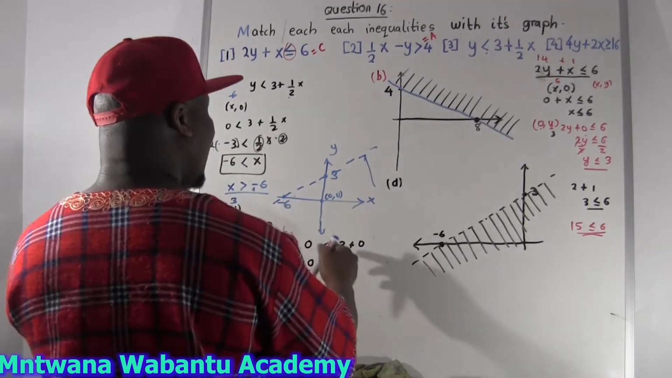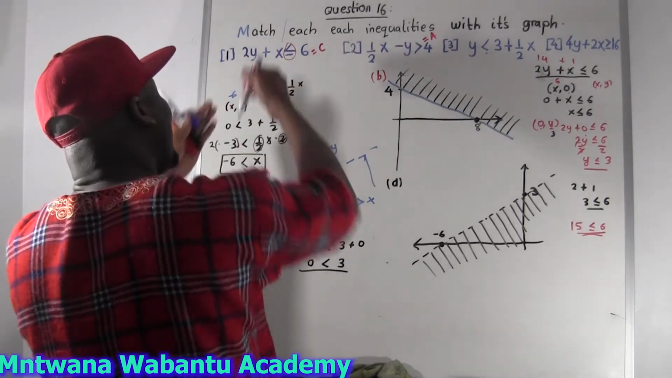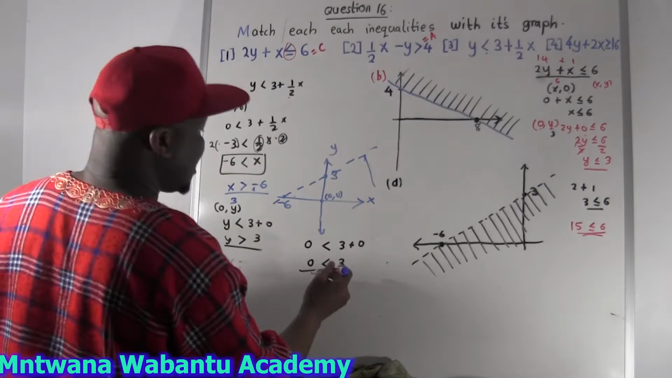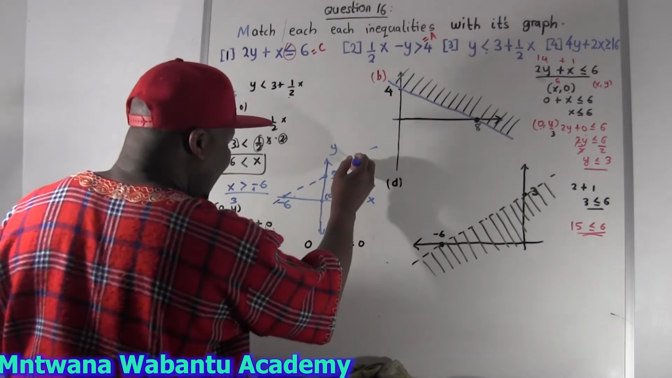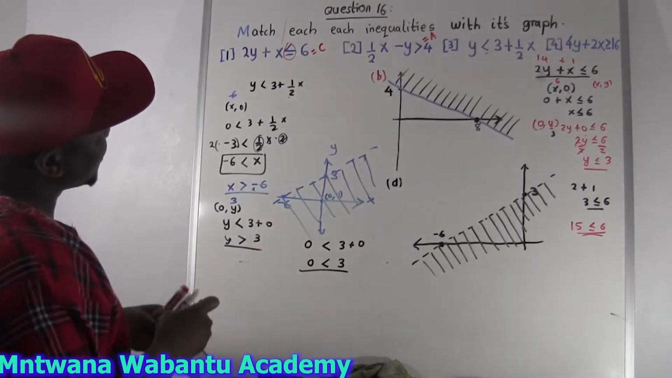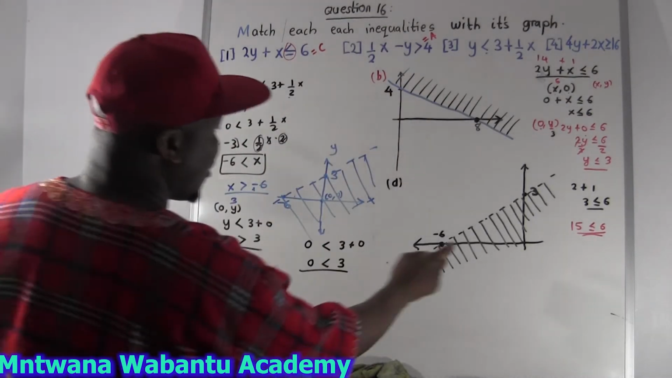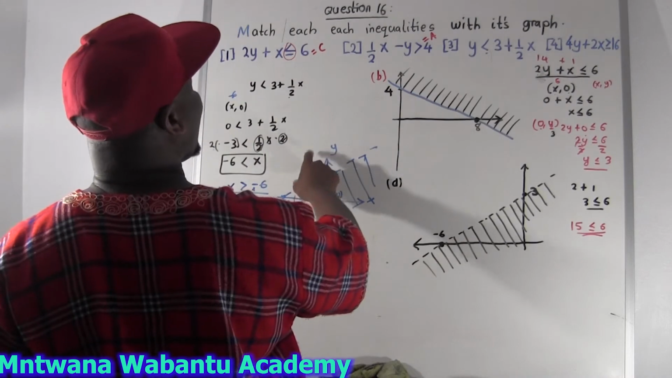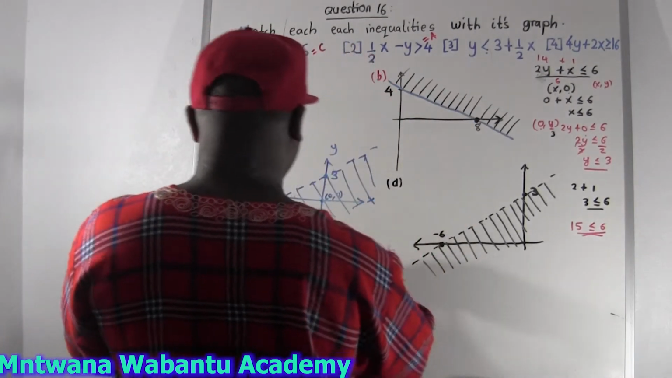But if it was not true, then we would shade the opposite side. You know what I'm saying? But it came out true. If it was not true, then it would shade the other side. Okay, so which option here? This option here. So the third one is D.